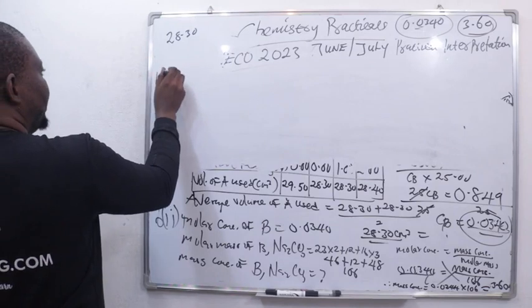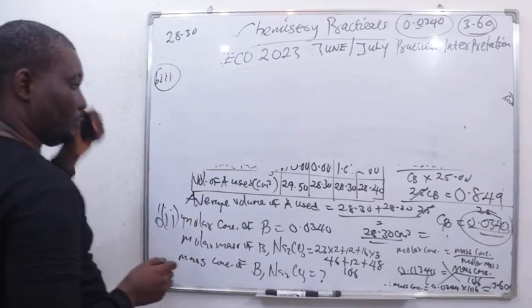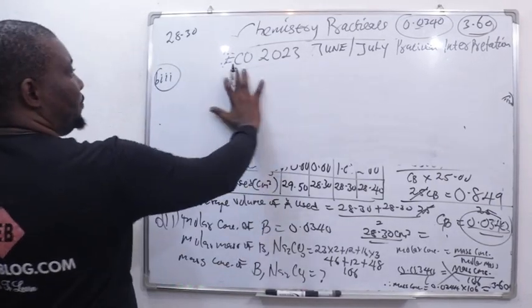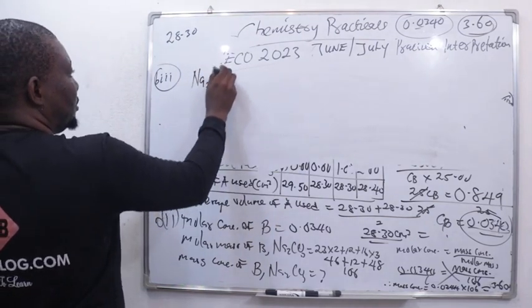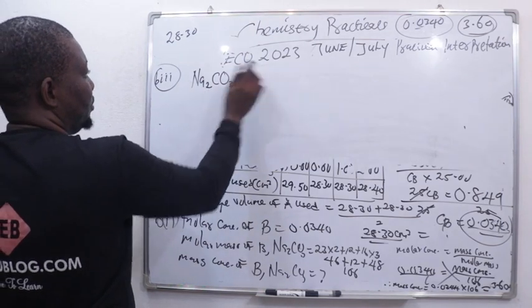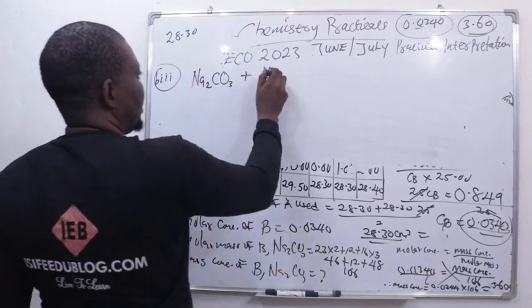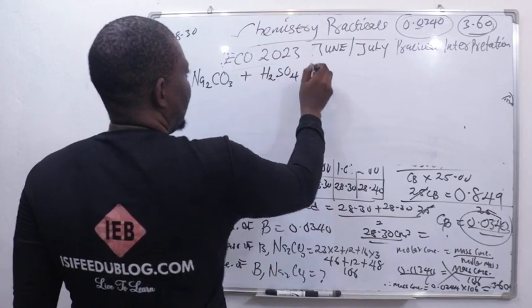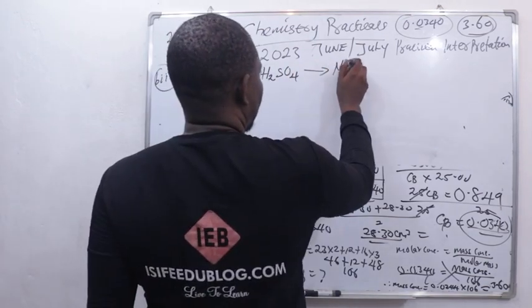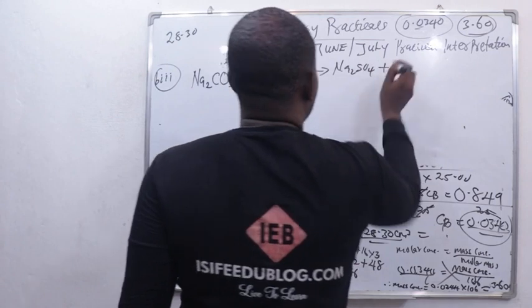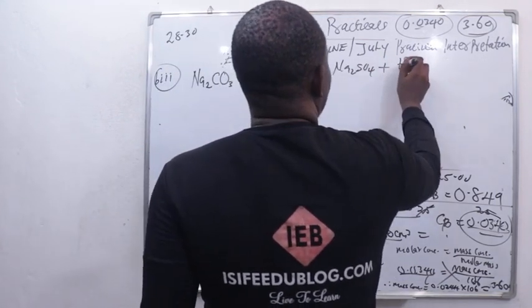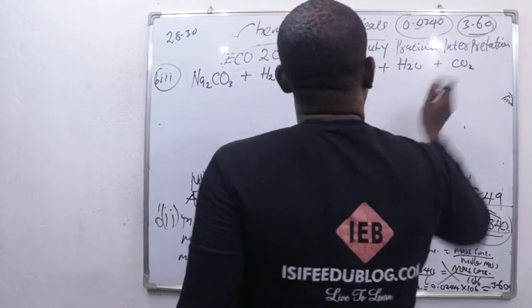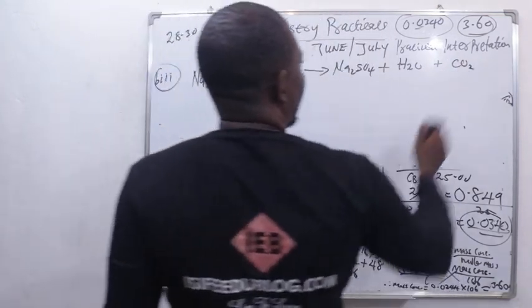So here we have question B. Now, how do you find the volume of the gas? Let me state the equation very clearly here. The equation is between these salts, which we use here as a base, a weak base, plus this acid, and then going forward, we have salts, then we have water, then we have a gas.